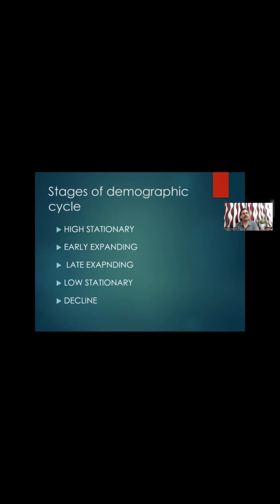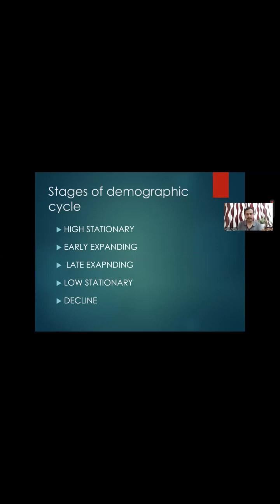And we will focus more on the stages of the demographic cycle. There are 5 stages of the demographic cycle. The first stage is high stationary. The second stage is early expanding. The third one is late expanding. The fourth one is low stationary. And the last one is the declining phase, or declining stage. So we are moving into the first stage, that is high stationary.